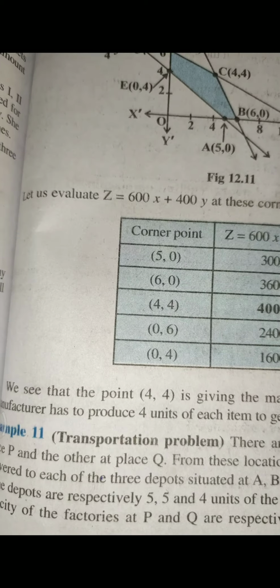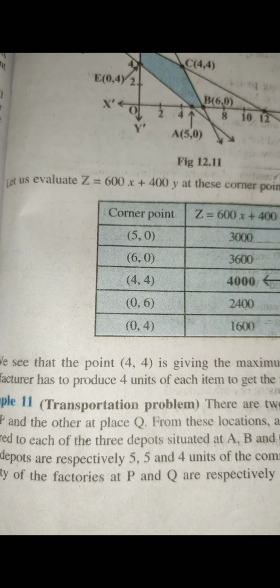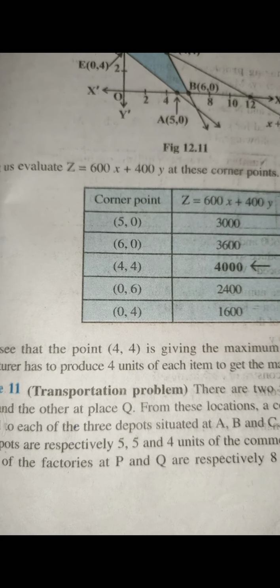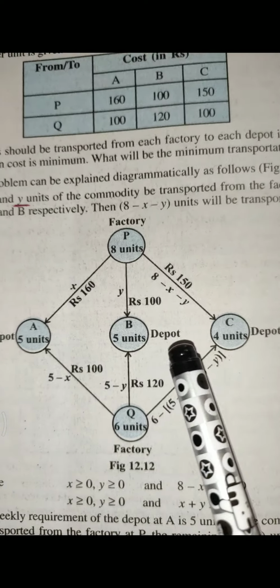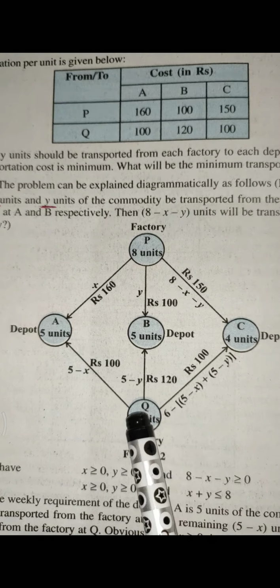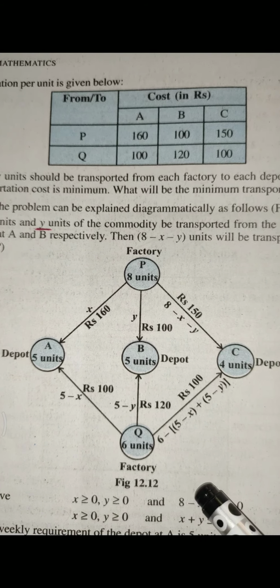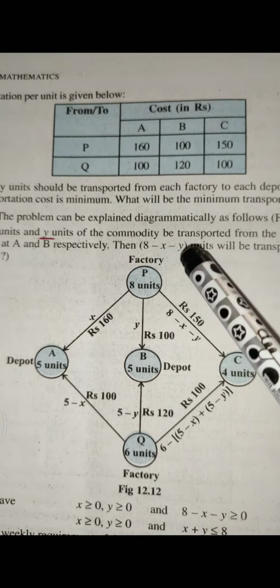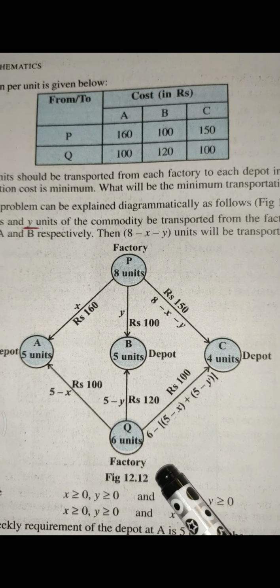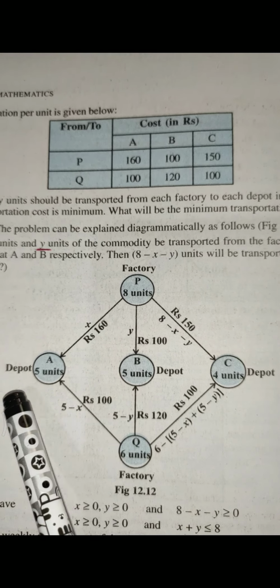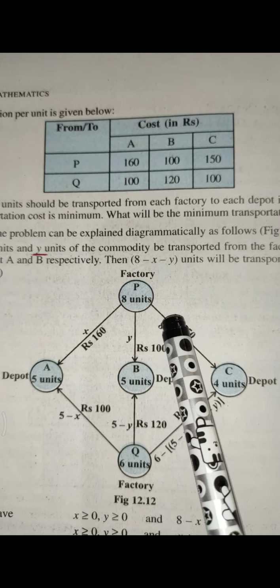In other word problems, we were making a table, but here we will prepare a ray diagram. By that it will be very easy. Whatever we read, we write in the form of a ray diagram. What is given? Two factories. Whatever the production of these factories, the total production is equal to the total requirement. So we have drawn two circles, and on these two circles we have written factory P and factory Q. Then there are three depots to which we have to transport these units.